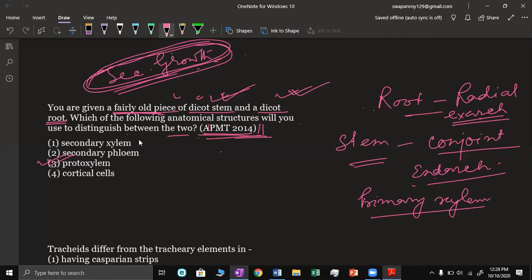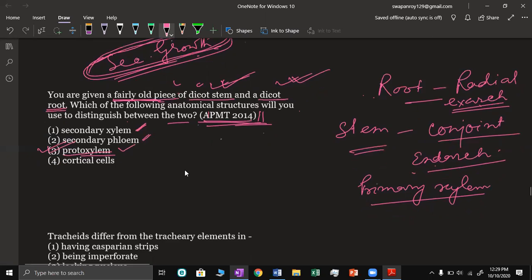Neither the secondary xylem nor the secondary phloem. With this we cannot decide which one, because after the secondary growth takes place, root and stem are almost similar, because xylem is always produced on the inner side and phloem on the outer side. So by metaxylem they will become similar, but the position of the protoxylem will decide which one is a root and which one is a stem.